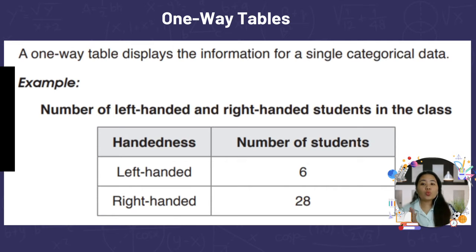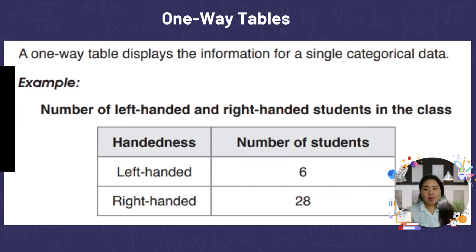So a one-way table displays the information for a single categorical data. So it's just a number. You just put in one table the number. How many students are there? So they are classified. So there are one-way tables. You don't have to look at the picture. You don't have to tally. It's already given. The number is already given.